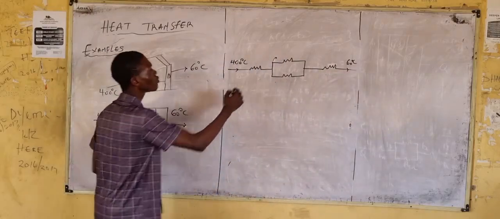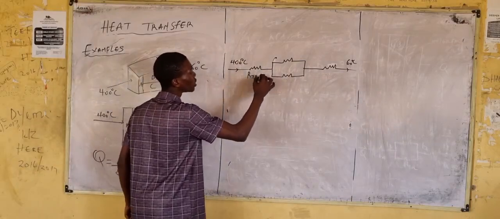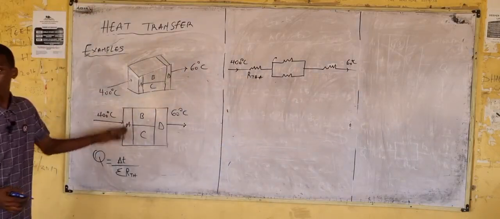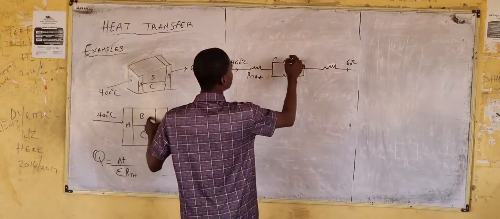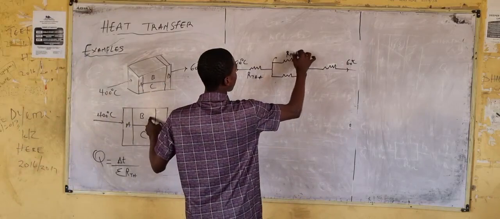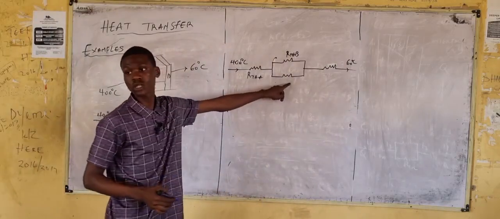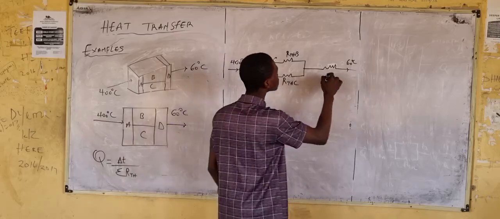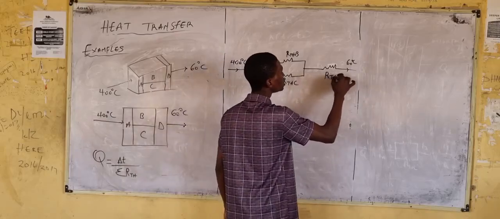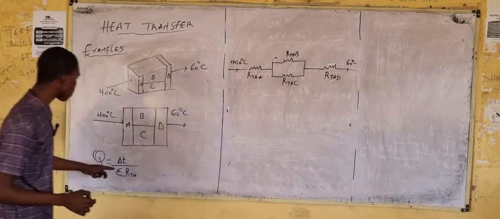Then the final temperature is 60 degrees Celsius. This is RTH of what? Of wall A, right? This is RTH of wall A. This one is what? RTH, the thermal resistance of what? B. And this is the thermal resistance of what? Wall C. This is the thermal resistance of what? Wall D.